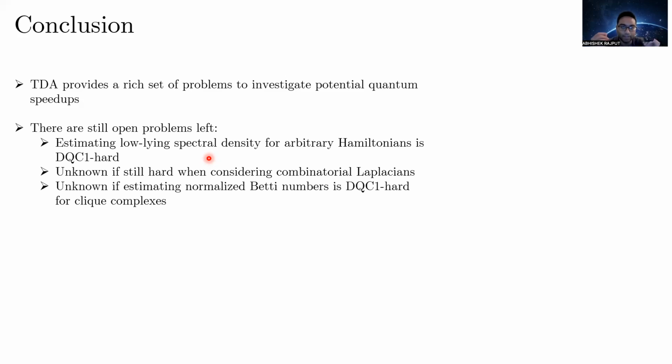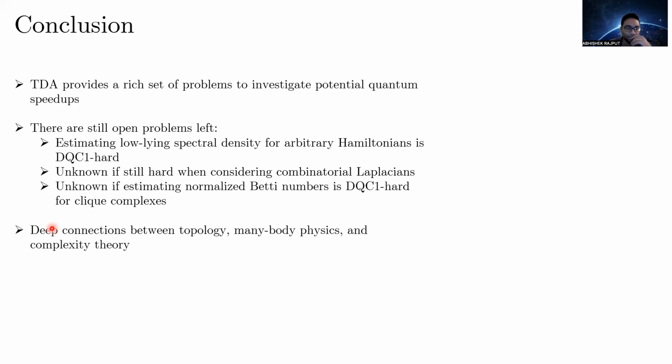But again, that doesn't necessarily mean that that's true for every single example of a Hermitian matrix. So it's actually unknown if that's still hard if you consider these combinatorial Laplacians, which are sparse matrices. And it's also unknown if estimating normalized Betti numbers is DQC1 hard specifically for QuIC complexes. So that's an open question. And there could very well be some advantages there, depending on how you can reconcile this with Seth Lloyd's results.